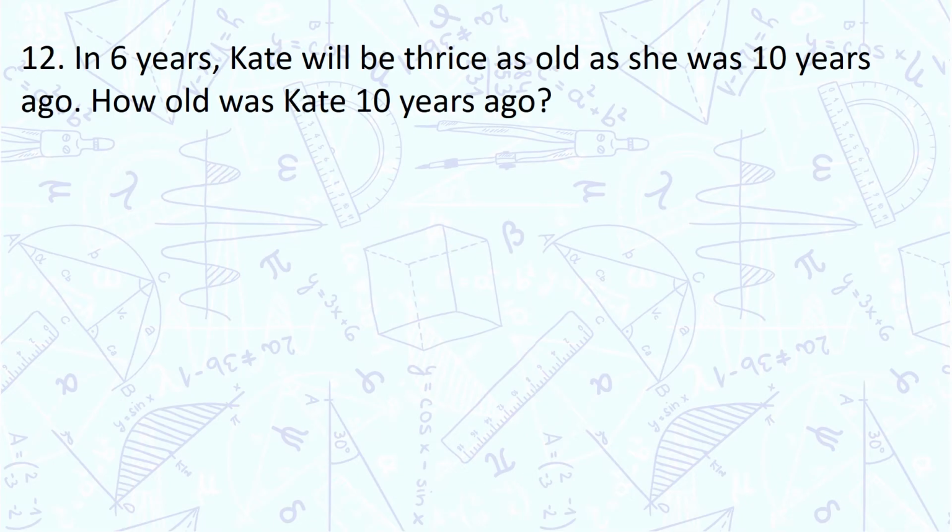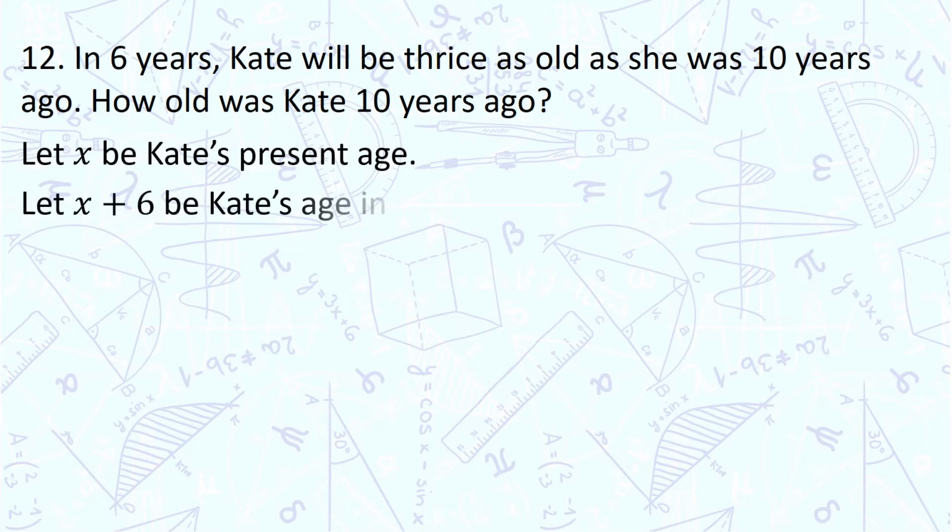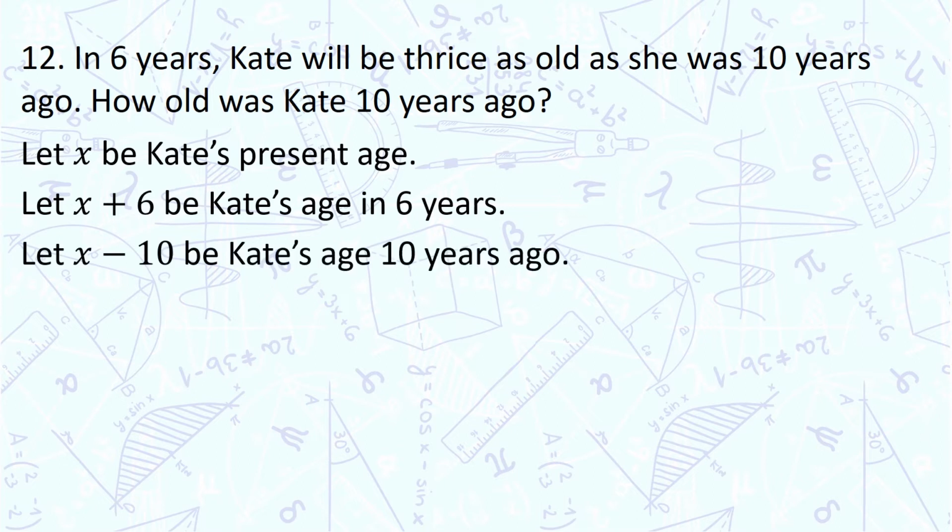Number 12. In 6 years, Kate will be thrice as old as she was 10 years ago. How old was Kate 10 years ago? Let x be Kate's present age. So we will have some other representations here. x plus 6, Kate's age in 6 years. And x minus 10, Kate's age 10 years ago. The comparison was that Kate will be thrice as old as she was 10 years ago.